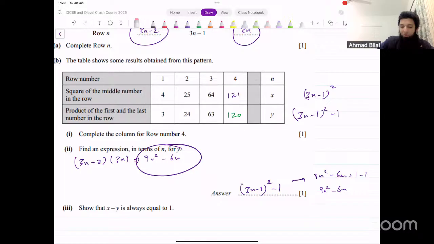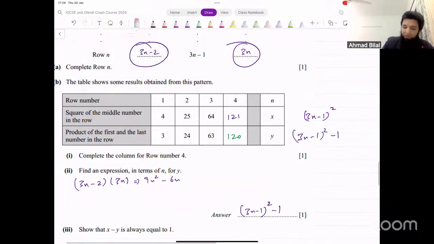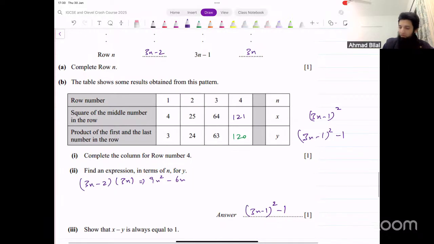So you could do it both ways. You would either just multiply these two numbers, 3n minus 2 and 3n, and get this. Or you could use the pattern in the table, where the last row is just one less than the row above, right? And the row above is 3n minus 1 whole squared. You just subtract 1 from that, and you get this result.